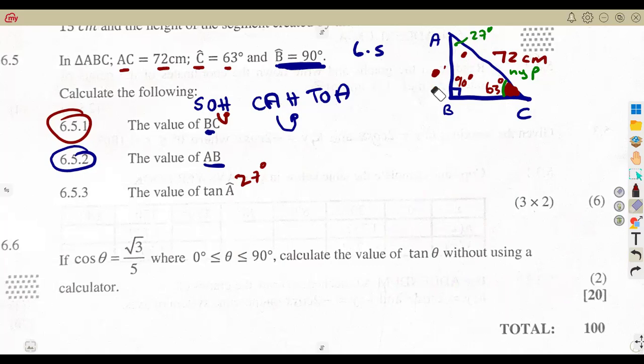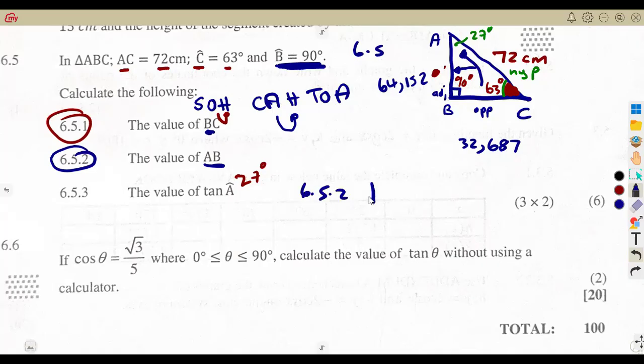Remember, we calculated BC and AB and obtained these values. BC was 32,687. AB was 64,152. So the tan of angle A, according to angle A this time, this is our opposite and this is our adjacent. Remember the ratio of a tan: opposite over adjacent.